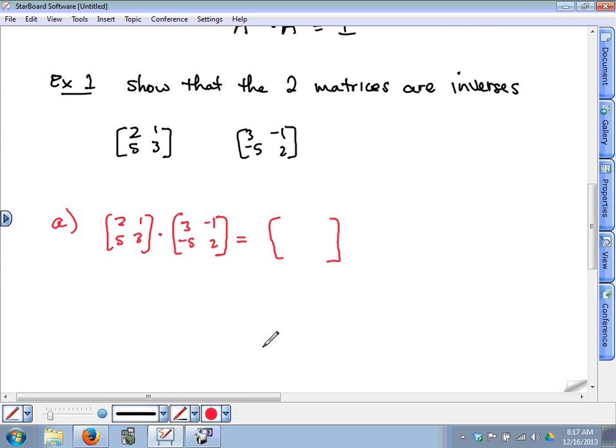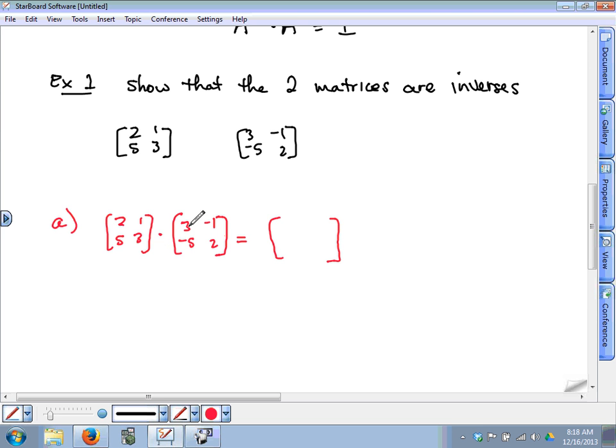So what is the matrix multiplication? Don't just wait for me to do it for you. What is it we're hoping to happen here? What is it we need to happen or should happen? We should get 1, 0, 0, 1. If not, then either we've made a mistake or these really are not inverses.